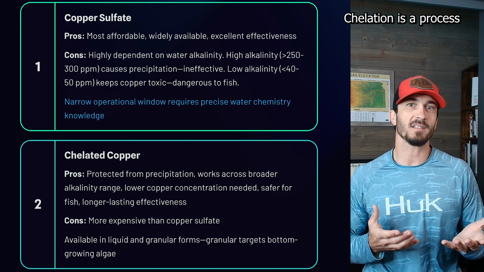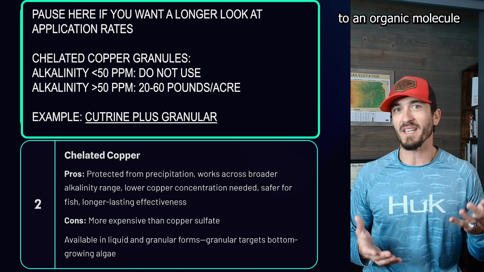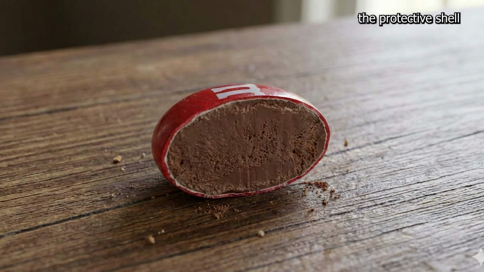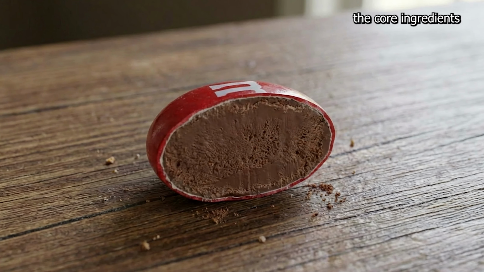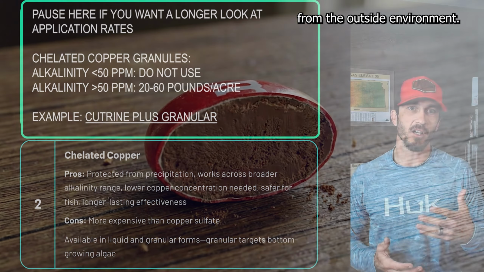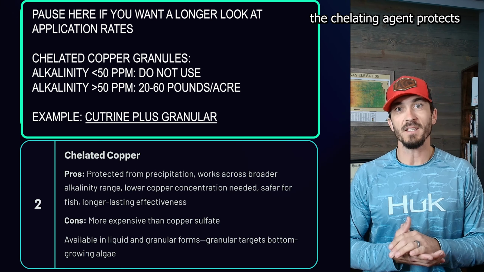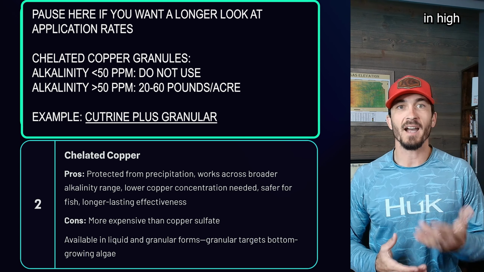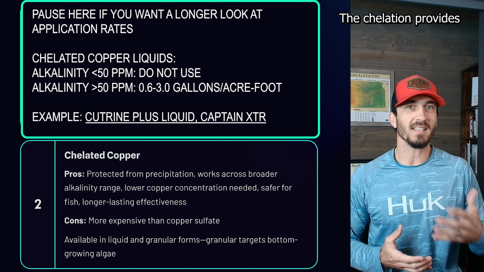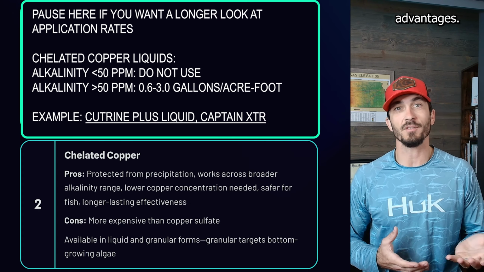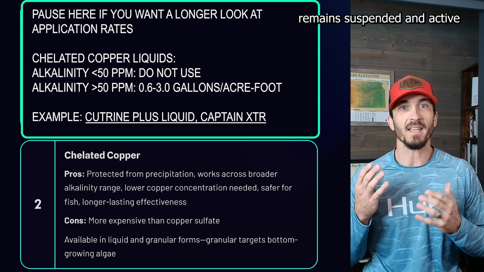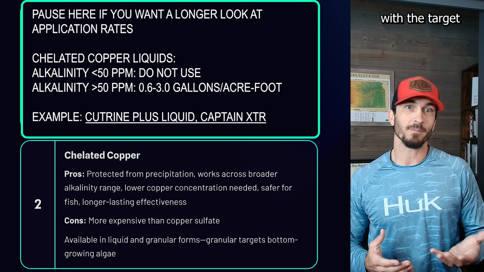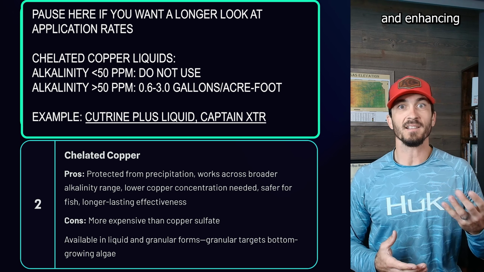Chelation is a process that binds copper ions to an organic molecule, or chelating agent. This process is like the protective shell on an M&M. The shell protects the core ingredients from the outside environment. In the case of an algicide, the chelating agent protects the copper from precipitating out of the water in high alkalinity conditions. The chelation provides several significant advantages. The product remains suspended and active in the water column for a much longer time, increasing its contact time with the target algae and enhancing its effectiveness.